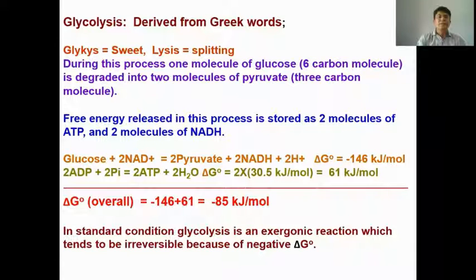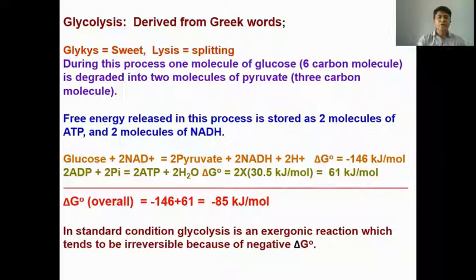Glycolysis is derived from the Greek words, which mean the splitting of sweet. During this process, one molecule of glucose is degraded into two molecules of pyruvate. Free energy which is released in this process is stored as two molecules of ATP and two molecules of NADH.